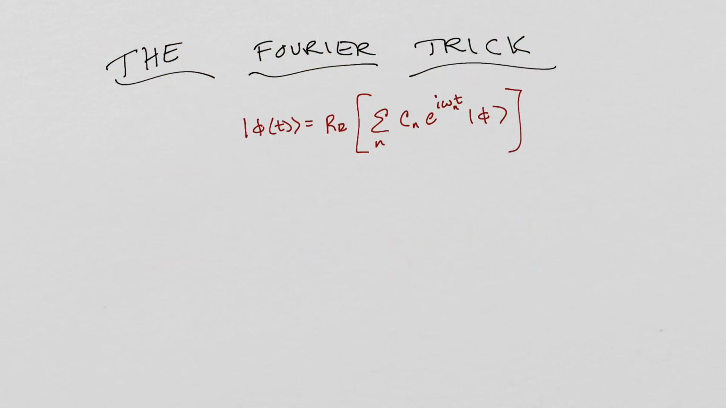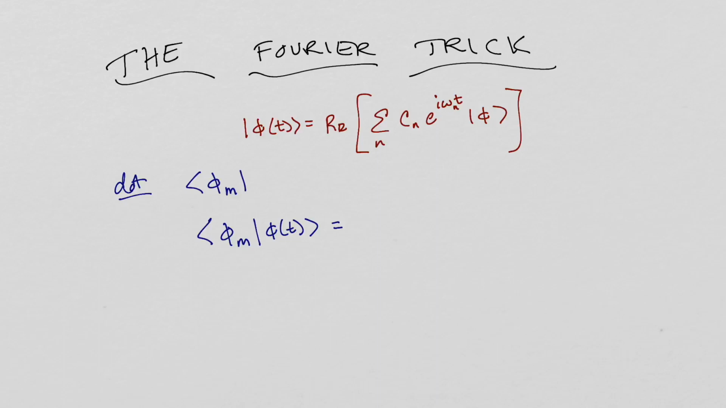In order to actually do it, I'm going to employ the Fourier trick. I want to be able to find out what those c sub n are. I need to find the real and the complex parts. I know how to do this because I can take this expression and take the dot product of this with some other basis function phi sub m. And so on the left-hand side, I get phi sub m dotted with phi of t. It doesn't care about the sum. It doesn't care about the real part. It goes right on through.